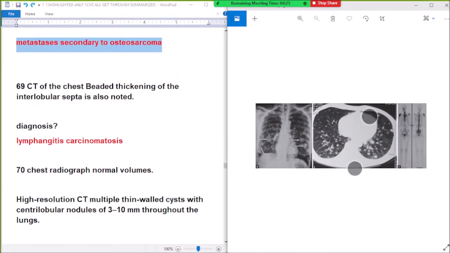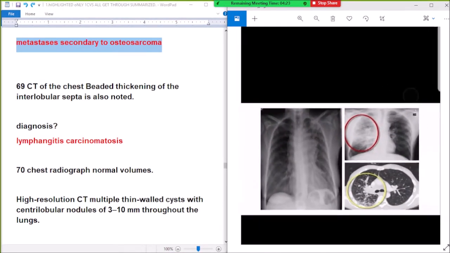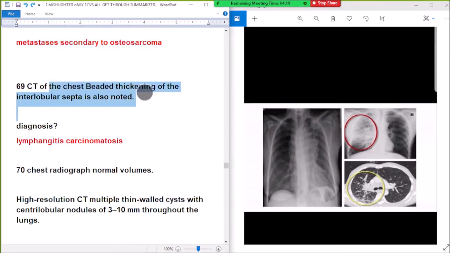Question number 69. CT scan of the chest shows beaded thickening of the interlobular septa. Diagnosis: lymphangitis carcinomatosa.